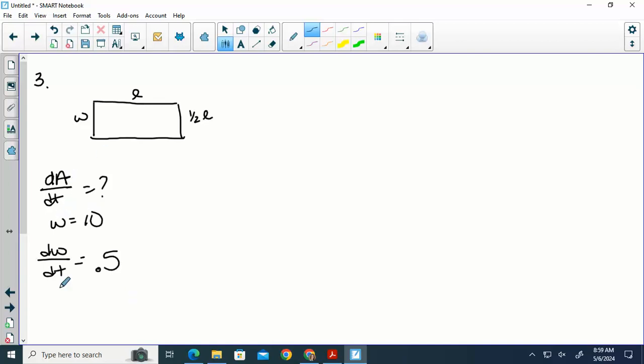My information is all about w, so I really don't want to call my width half the length. So if the width is half the length, what could I call my length? 2w. If I'd given you dl/dt, then we would have kept the length here. All right, so we have things set up. We're talking about area. How do you find area of a rectangle? Length times width. So 2w times w is 2w squared.